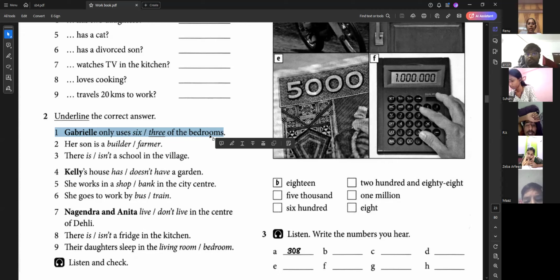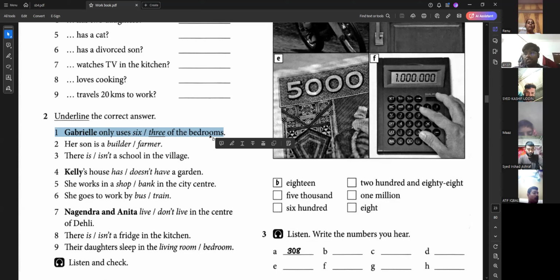Number 2: Her son is a builder. Her son is a builder. Number 3: There is a school in the village. Yes, sir. There is a school in the village. Number 4: Kelly's house has a garden. Kelly's house has a garden. Yes.